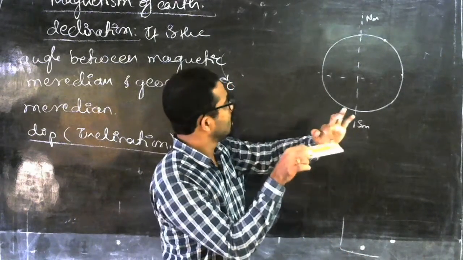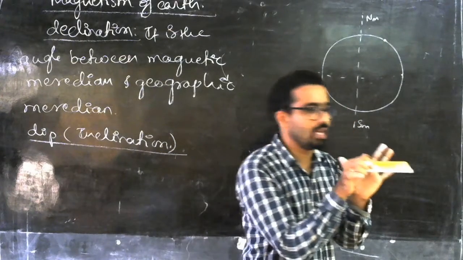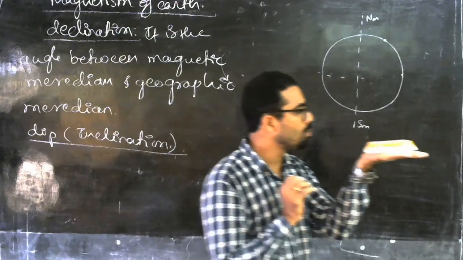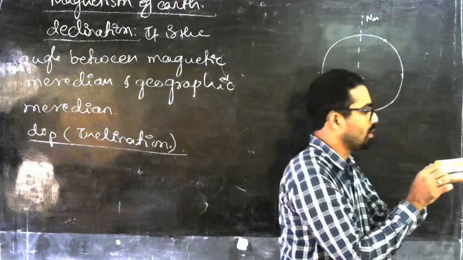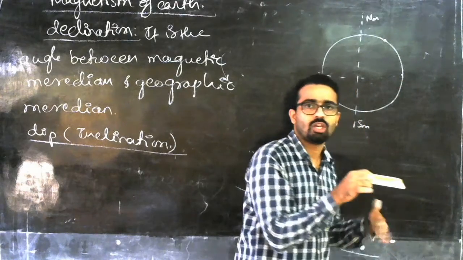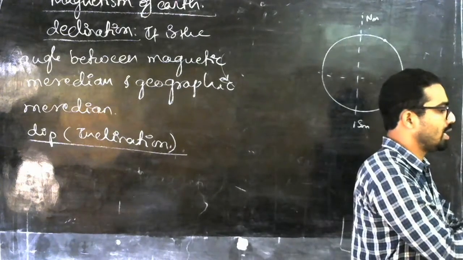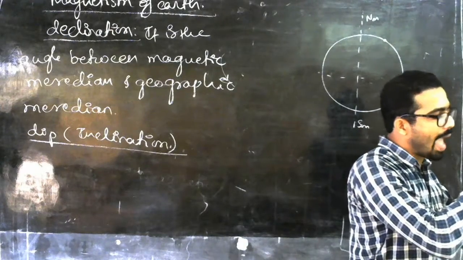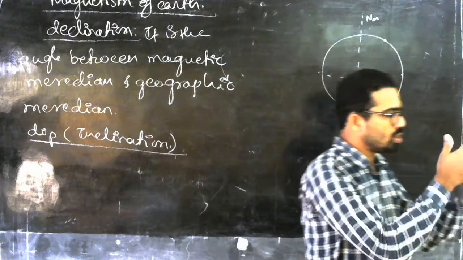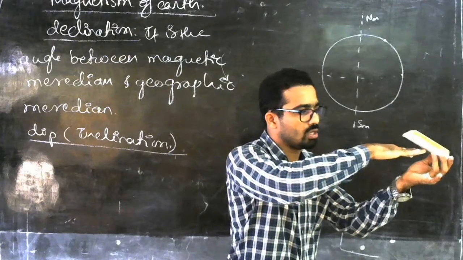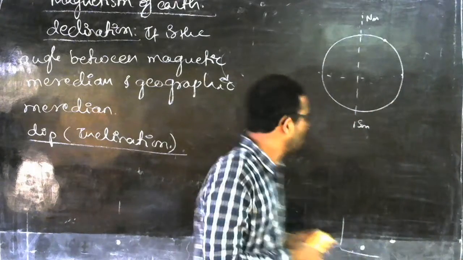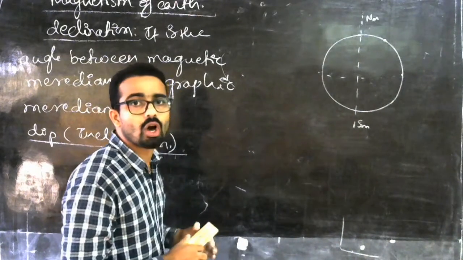Let's say this is the north pole of the needle, this is the south pole of the needle. At the equator, it will align along the horizon. When you are moving towards one pole, it will align like this, because you are on the surface. There will be an angle formed between the horizontal and the direction of the magnetic field. That angle is known as magnetic inclination or dip.